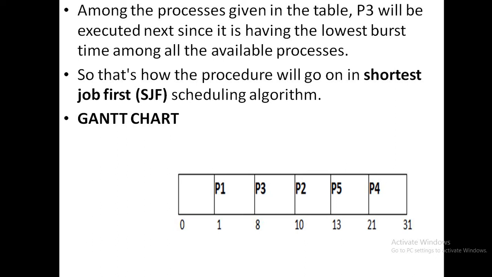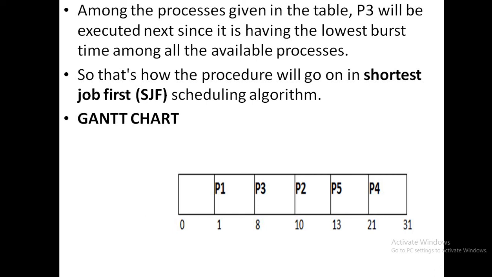And after that, P2 will arrive and it will execute 3 millisecond. And 10 plus 3, that means 13 millisecond, is the completion of P2. And after that, 13 plus 8 millisecond, that is 21 millisecond, completes the execution of P5. And after that, P4, which takes 10 millisecond to execute, that means 21 plus 10 equal to 31 millisecond. And within 31 millisecond, all the jobs are executed.